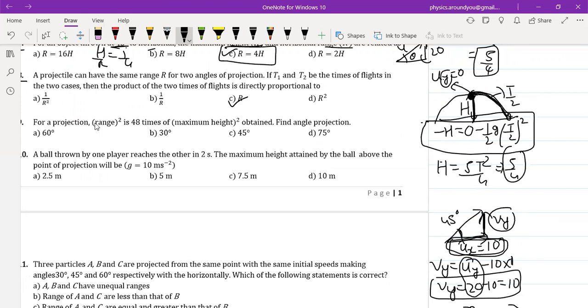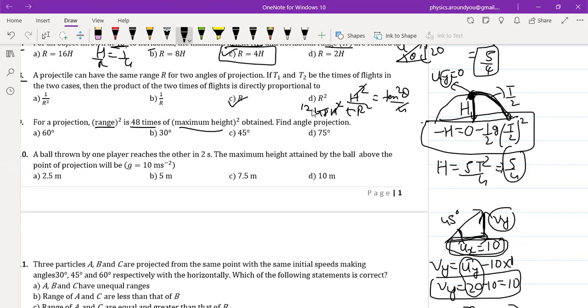Next one, the ninth one. For a projection, range square is 48 times height square. Again, range and height. So we have H by R equal to tan theta by 4. So H square by R square equal to tan square theta by 4, simply squared for my convenience. R square is 48 times H square. So this becomes 48 times, H square cancels. And then this 4 goes with 48 as 12. And then I find out the value of tan theta.